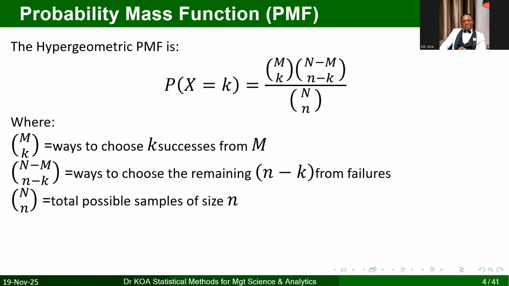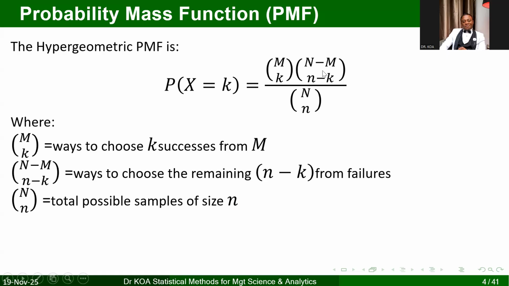The binomial probability mass function has its own definition. This hypergeometric probability mass function is also defined as P(X = k), where k represents the particular random variable in question at the time. It is given by the combination of M choose k, times N minus M choose n minus k, all divided by N choose n.